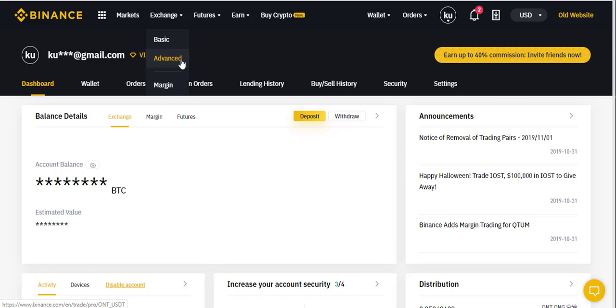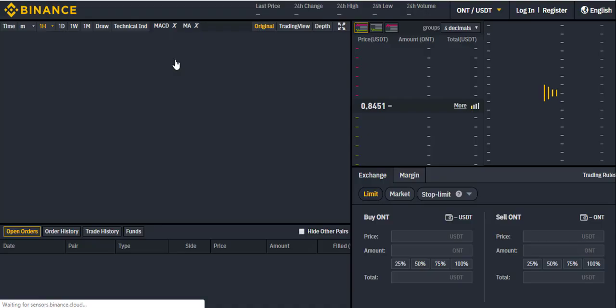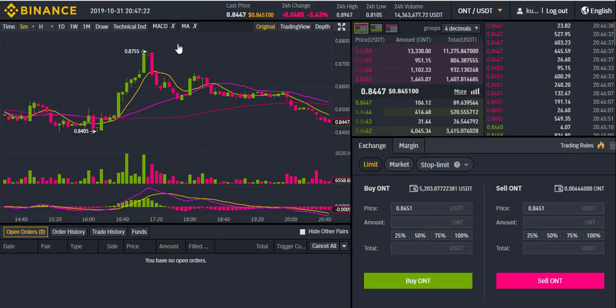Personally, I use the advanced platform because I feel like it's more user friendly, it's easy to the eye, and I just like the layout and how everything is put in one place and it just looks compact and easy to look at. So if we click on the advanced platform, you will come onto the Binance exchange.